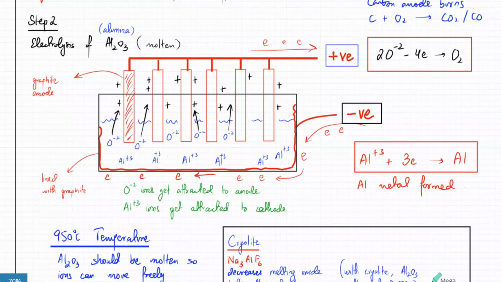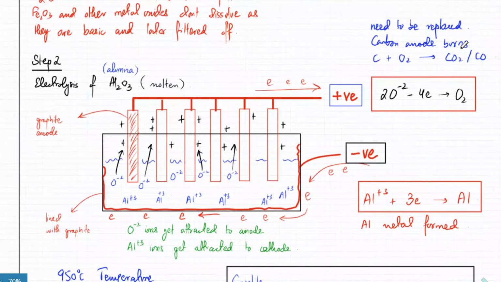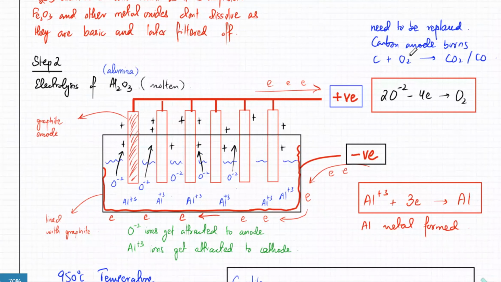Once that happens, the battery is sending electrons, so Al3+ ends up gaining electrons and turns into aluminium. The O2- ions end up losing electrons and turn into oxygen. And there are some other reactions that also happen. The oxygen starts burning up the anode, which is made out of graphite, so the anodes need to be replaced. The carbon anode burns up and turns into carbon dioxide.